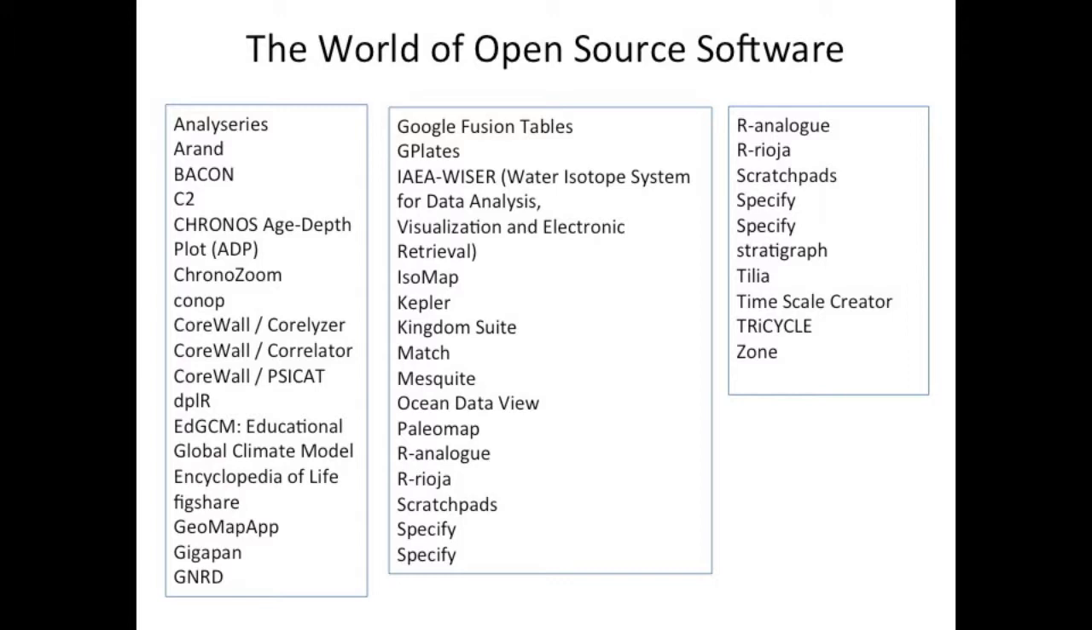Corewall is a way of visualizing data sets. All of this is shareware, freely available. NASA's made an early version of their general circulation model available, and an educational climate model. So there's just a really rich set of software tools that you can use in conjunction with your own research.